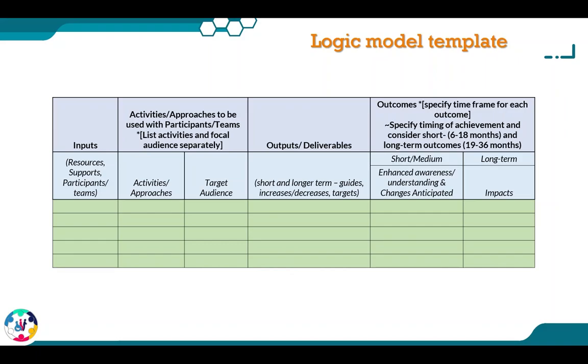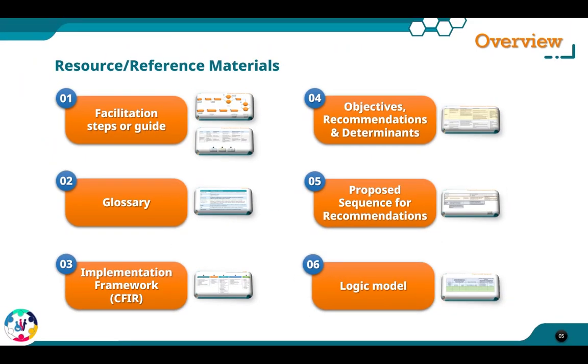To recap, there are 7 main resources or reference materials designed for the facilitation process. These include the breakdown of steps for all sessions, a glossary, an implementation framework, objectives and recommendations assigned to the working groups, the sequence recommendations should follow, and lastly a logic model template.